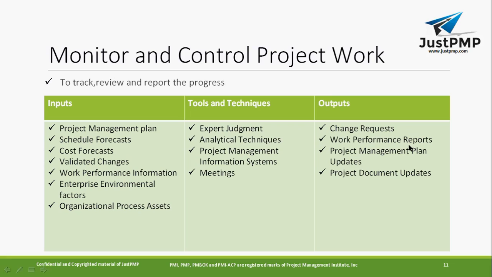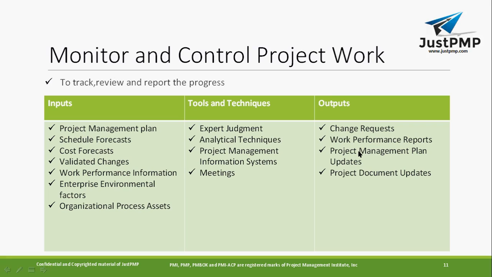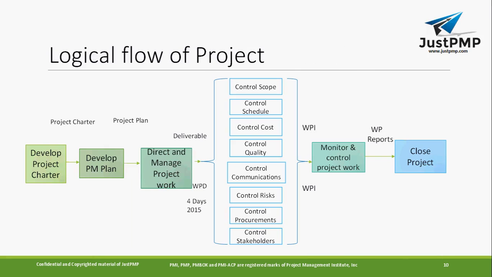You'll have a work performance report, which I have already shown you. The output of monitor and control project work is the work performance report. Then you have project management plan updates. You'll definitely be updating the plan, because, as I told you, let's take an example: if you're changing something, and the output is not as expected, it will go to the project management plan. You'll update your plan, and then you'll again go and execute it. Because you thought to do it in such a way, but it didn't work, or some changes you want to make, you just update the plan and execute it.